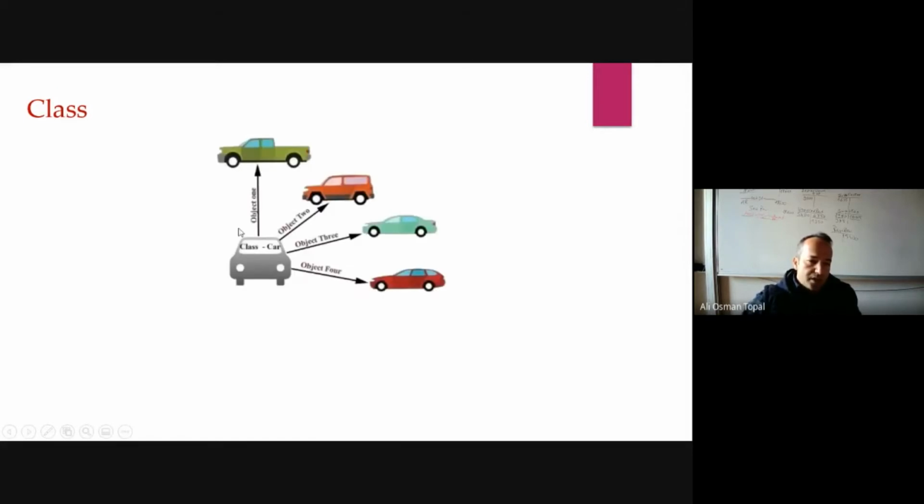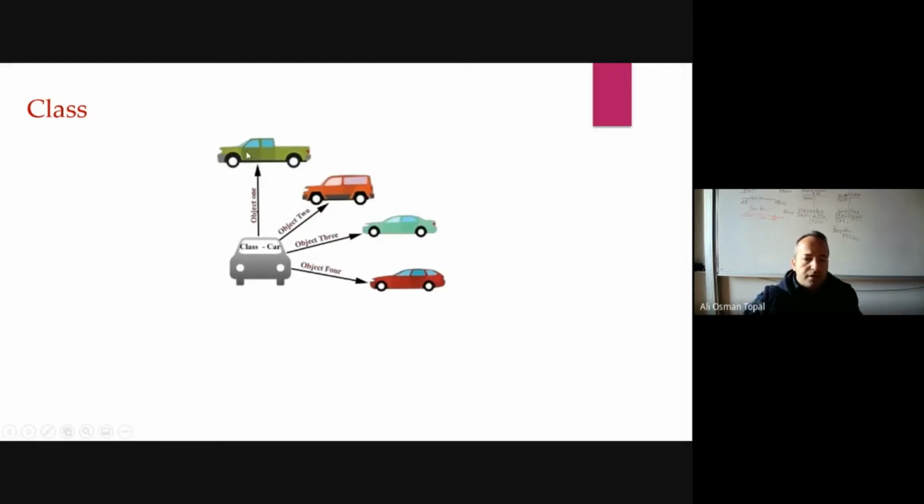Like this, you have a blueprint. This is the class, the blueprint of a car. When you have this blueprint, you can generate as many objects as you wish. These are all objects. They all have different attributes and different features and different actions. But in general, they are all the same.